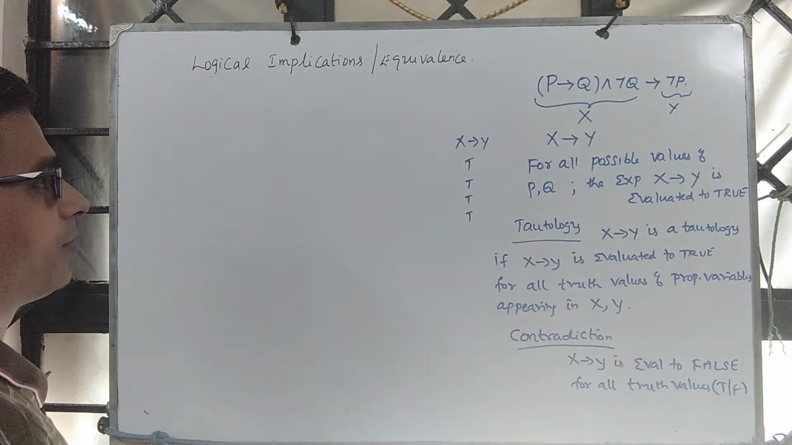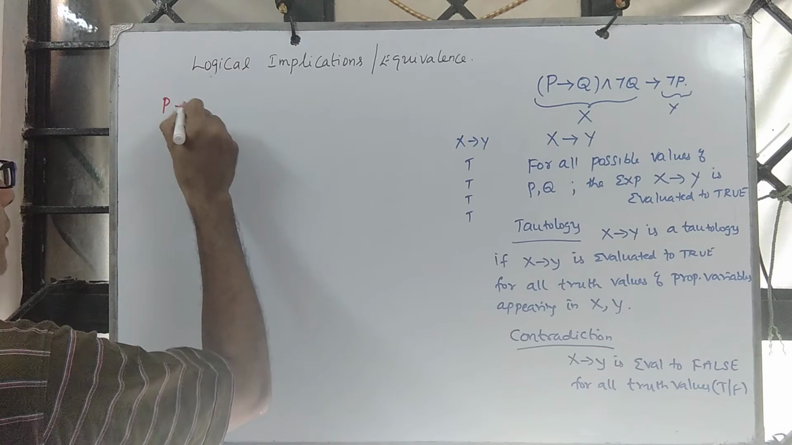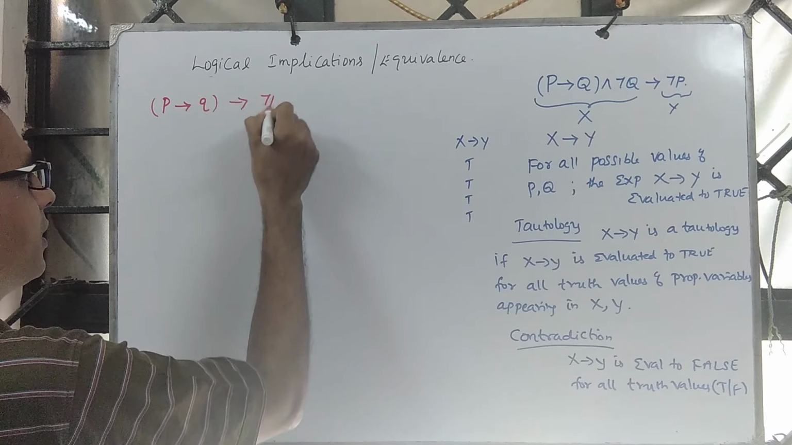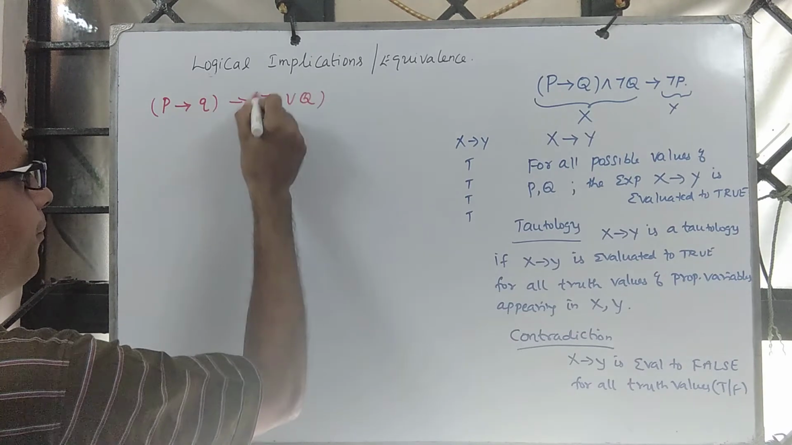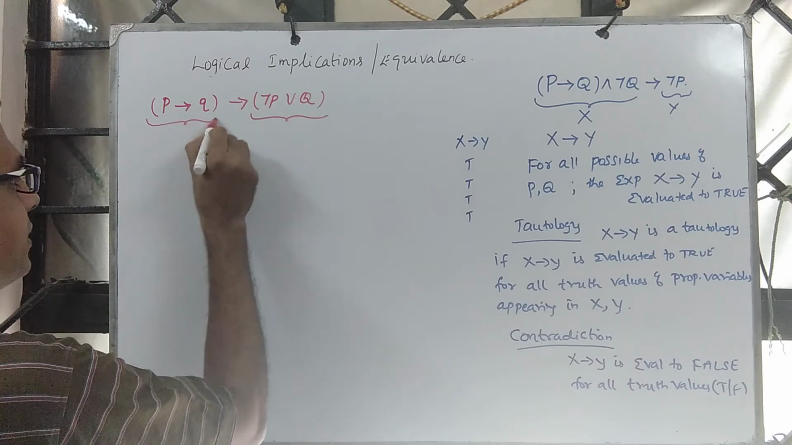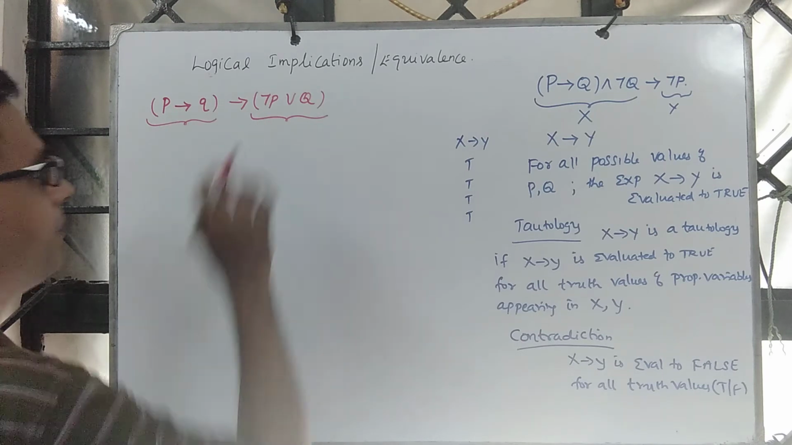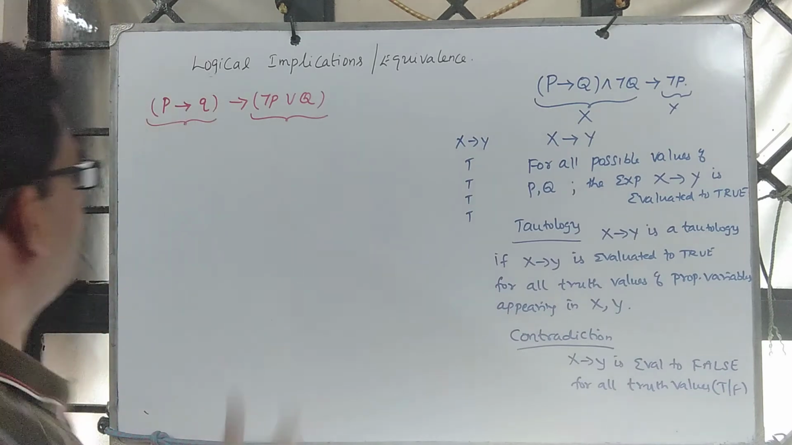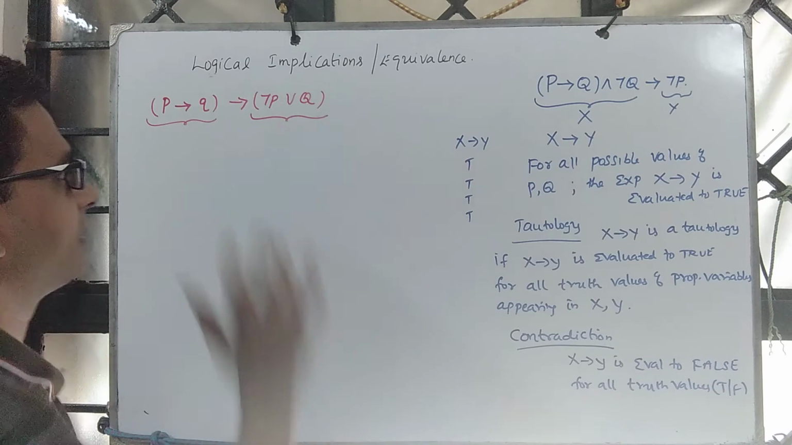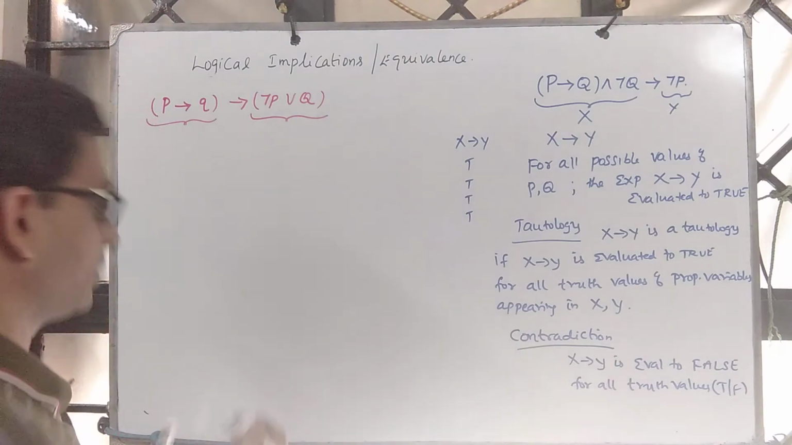Let's look at a couple of expressions. Let's look at P implies Q, and negation P or Q. Can I infer this given this? Does this follow logically from this? In a context, if P implies Q appears, can I replace it with negation P or Q? That's precisely our focus.